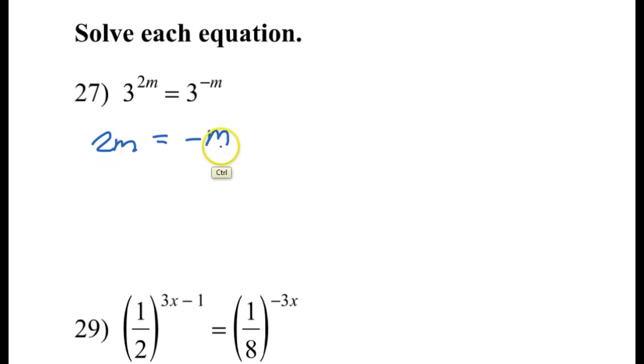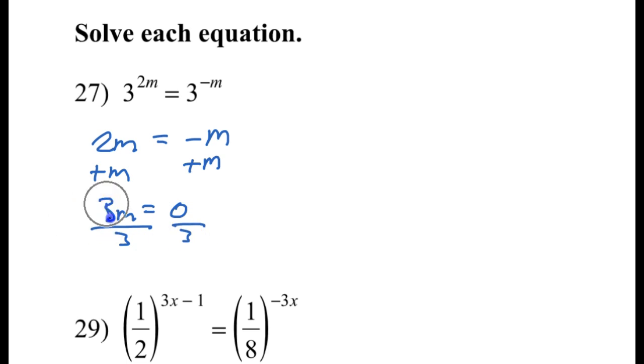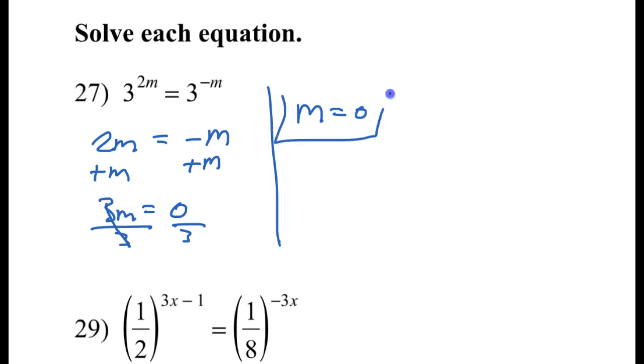It's tempting to divide both sides by m, but we can't do that because m might be 0 and you can't divide by 0. So instead, we are going to add m to both sides. So that's going to give me 3m is equal to 0. And then we will divide both sides by 3. And that will give me m is equal to 0. So that must be the answer.